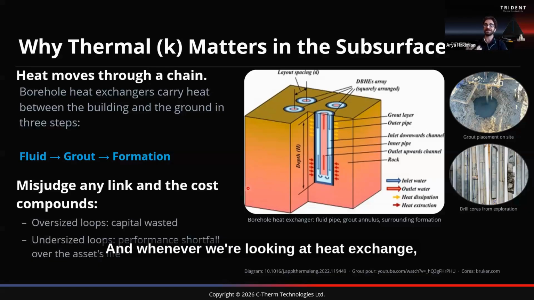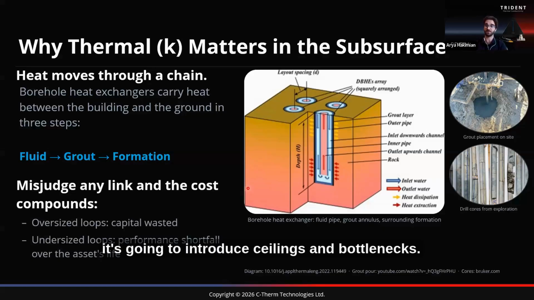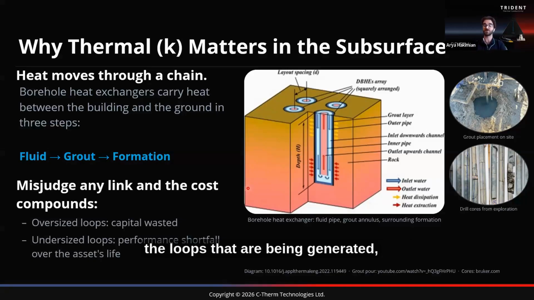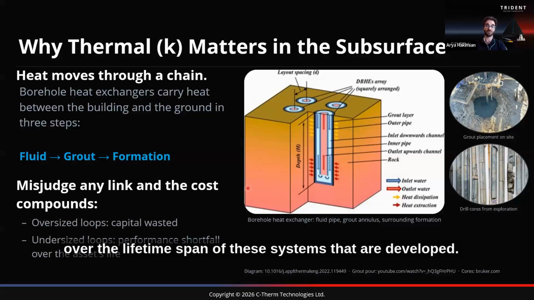And whenever we're looking at heat exchange, of course, thermal conductivity becomes crucial. If conductivity isn't well understood, it's going to introduce ceilings and bottlenecks. And of course, this can compound in issues. This could result in oversizing the loops that are being generated, which is going to be a form of waste. Or on the opposite end, undersizing. And then you're going to have performance issues as well as challenges over the lifetime span of these systems that are developed.